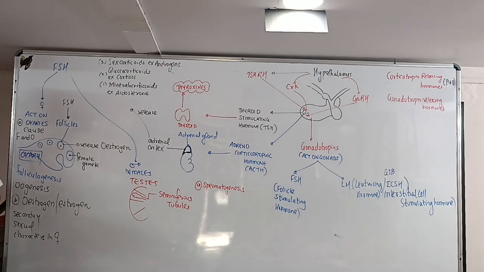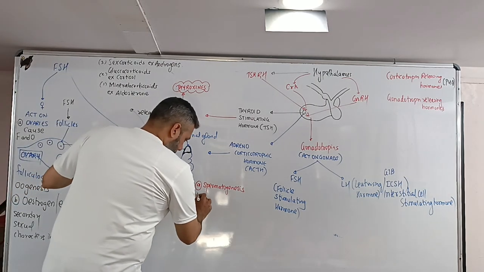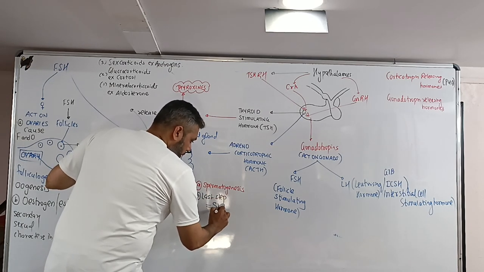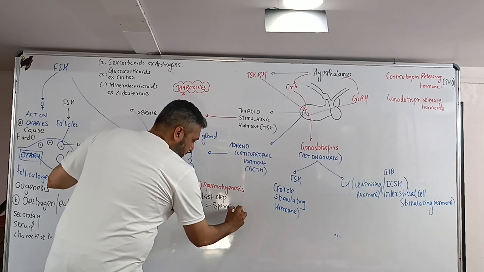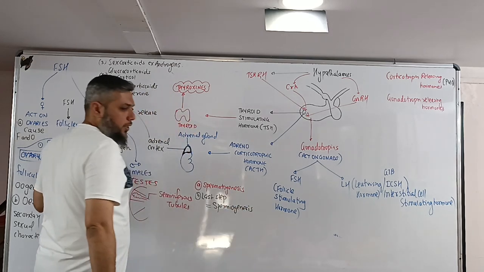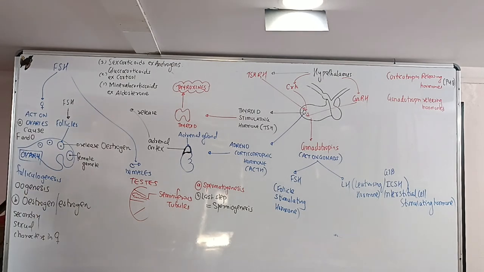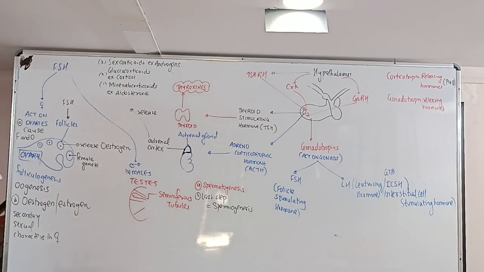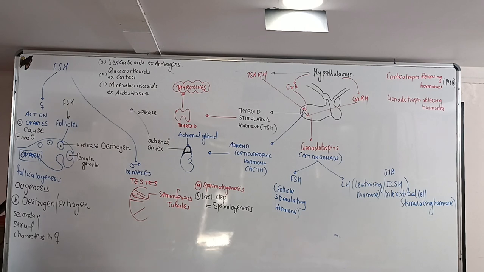What is spermatogenesis? Sperm production. In the 12th standard textbook, it is written the last step of spermatogenesis is called spermiogenesis. It helps in that. Yaad rahega itna? Detail mein hum log dekhenge. So does FSH have a role to play in males also? Yes. It helps in sperm production.